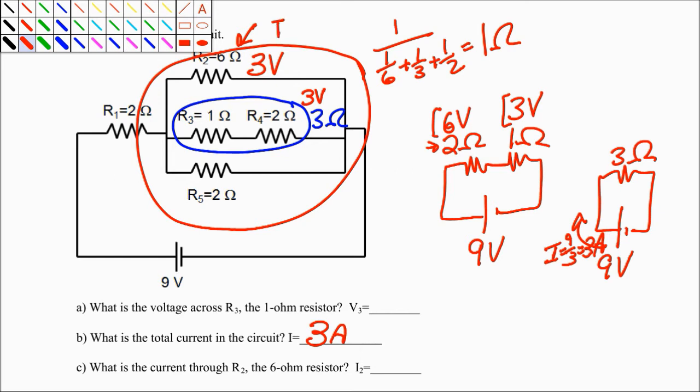All right, so I'm looking for the current through R2. So my current here is I equals V over R. That's 3 over 6. That's 1/2 amp. And now I want to know what is the voltage across R3. Well, look, I have 3 ohms here. That means I have 1 amp through each of these. So I have 1 volt here and 2 volts here. So the voltage across R3 is 1 volt.